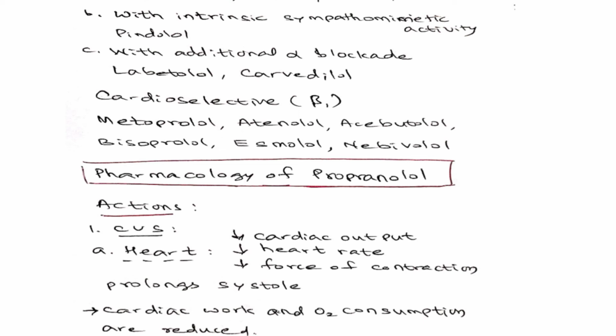Along with this, it reduces noradrenaline release, which will be helpful for reducing the activity on the heart due to beta blockade, and there is a decrease in renin release from the kidneys, which further adds to the antihypertensive effect.